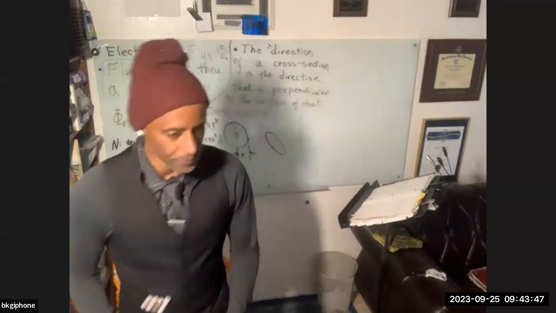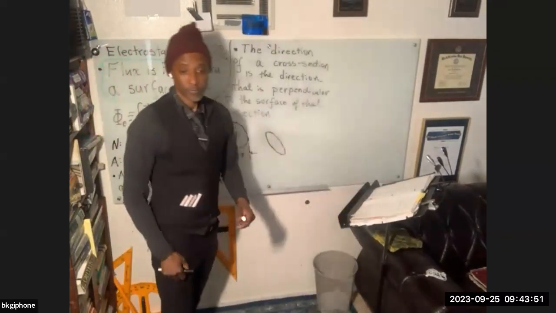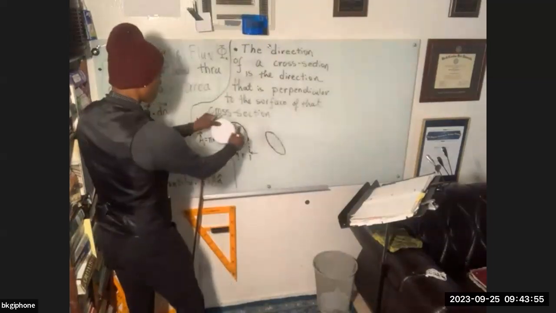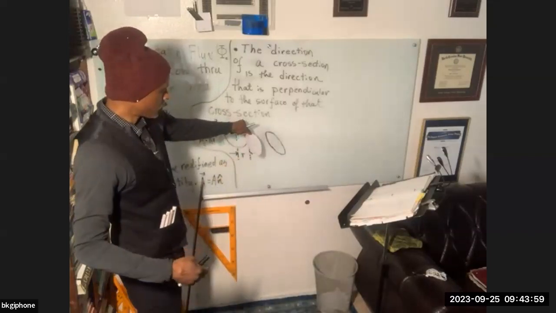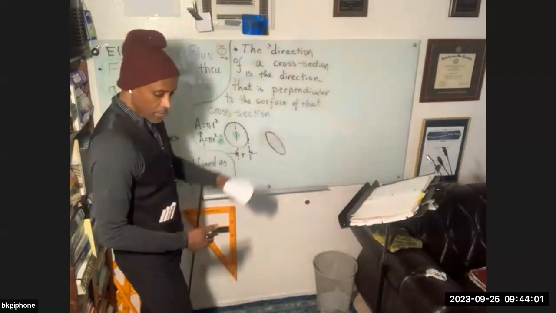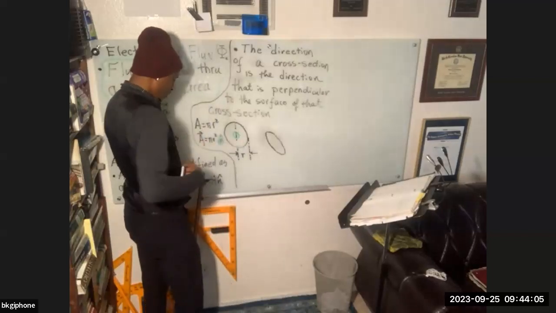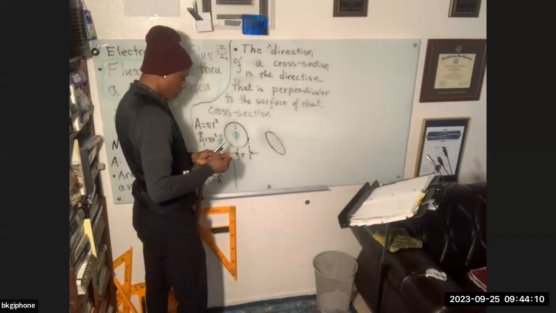So if I took it and turned it kind of like this, you're looking at it, it's going to look something like that, right? And so now the area vector A has got to be perpendicular to the surface, right? So it's going to look something like this.